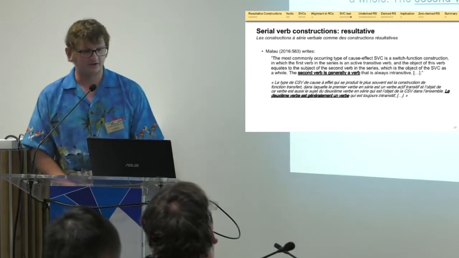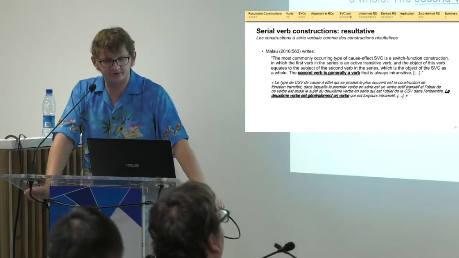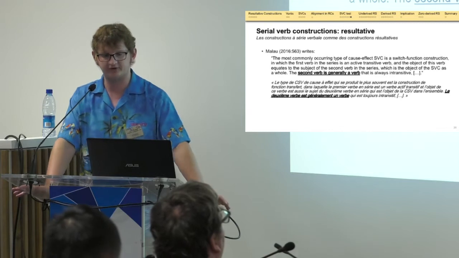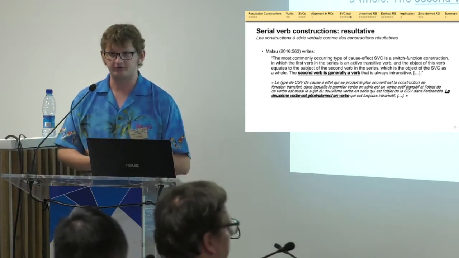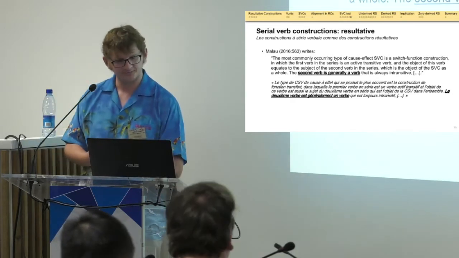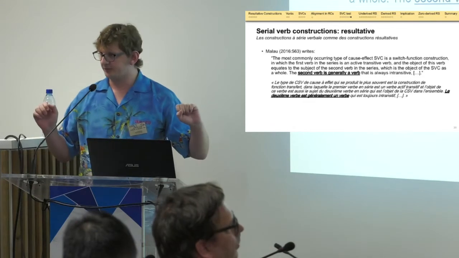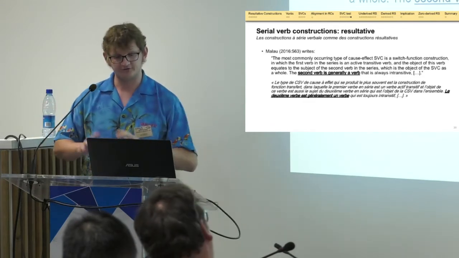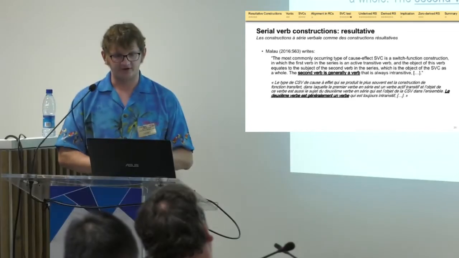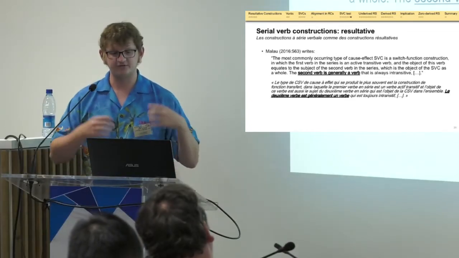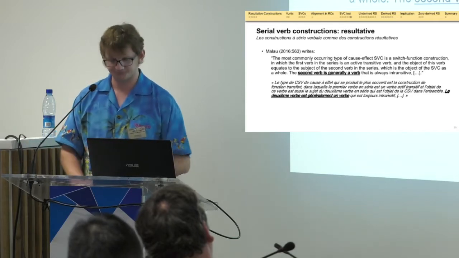Now let's look at something that Catriona says about resultatives. She says that the most commonly occurring type of cause effect serial verb construction is a switch function construction. We've heard this word before. Eleanor introduced that. In which the first verb in the series is an active transitive verb. We've seen these examples. And the object of the verb equates to the subject of the second verb. So now we want to find out if she's right when she says the second verb is generally a verb that is always intransitive.